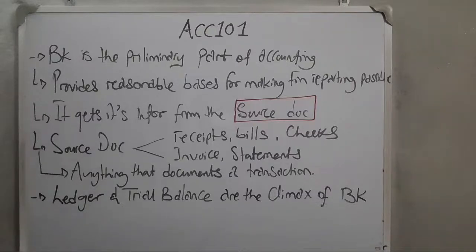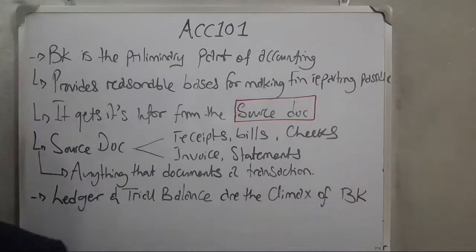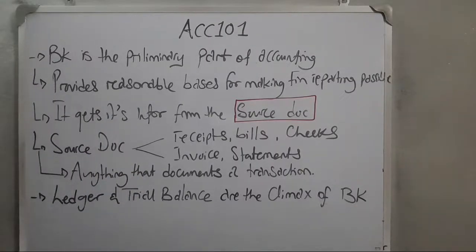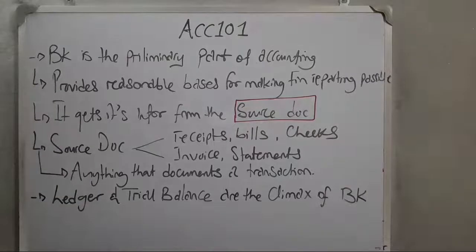Now, when we say climax, we're talking about the highest level. We're talking about the highest level you can talk about when it comes to bookkeeping. At this point, there's no other level. At this point, there's nothing else to be done. So when you talk about the ledger and the trial balance, this is the full stop of bookkeeping. So let's just quickly do an intro to the ledger and the trial balance. Permit me to erase the board so we can take that.